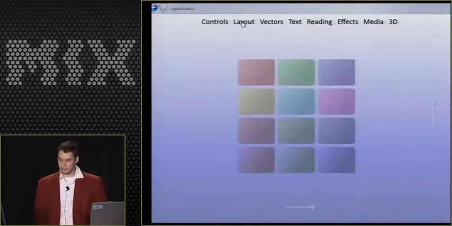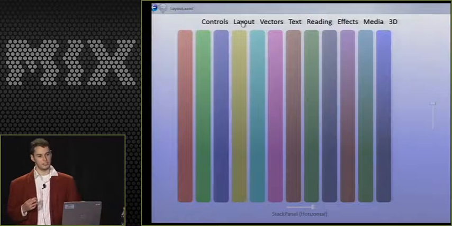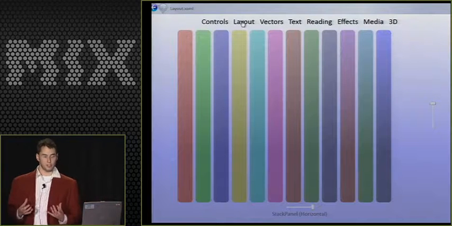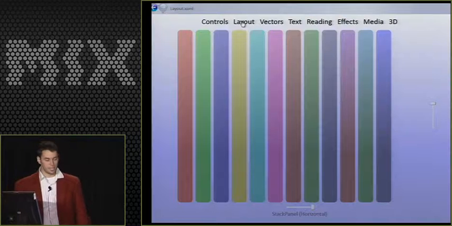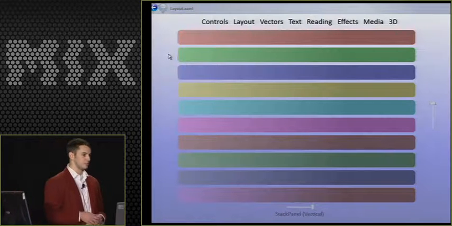Let's move on to layout. So WPF provides a variety of what we call panels. Now this will allow you different ways to lay out a set of elements. So in this case, what you're seeing is stack panel, and it has two modes, horizontal and vertical. In this horizontal mode, it basically just stacks things horizontally. And in vertical mode, it just goes through and stacks things vertically.